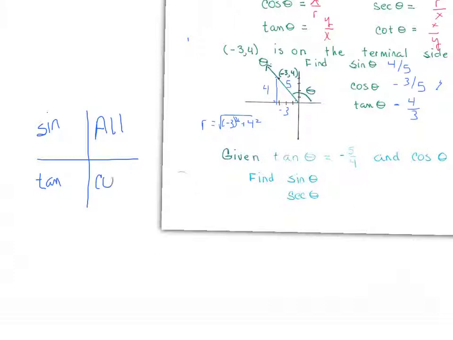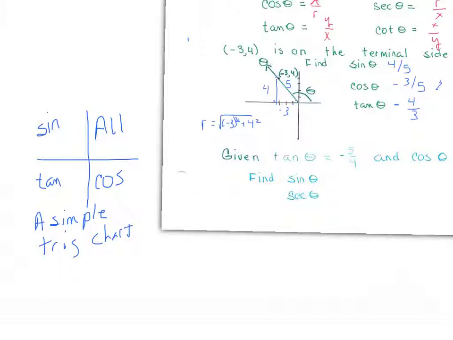And the cosine and its reciprocal are positive in the fourth quadrant. A simple trig chart. All in the first quadrant, sine and reciprocal in the second quadrant, tangent and reciprocal in the third quadrant, cosine and its reciprocal in the fourth quadrant.